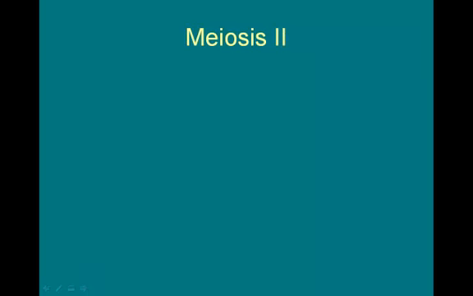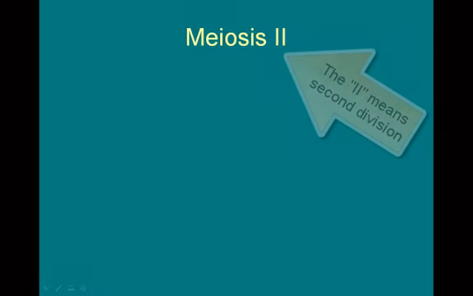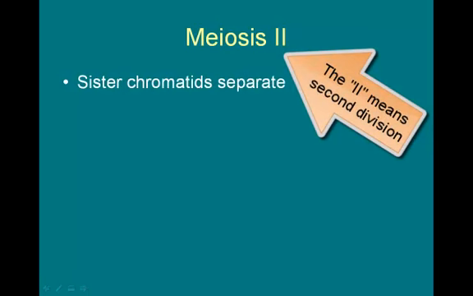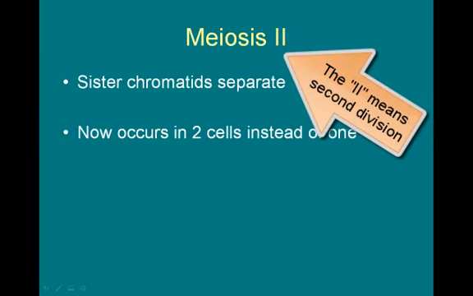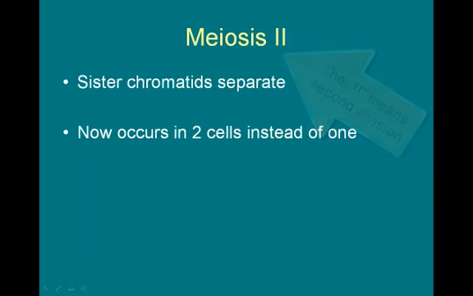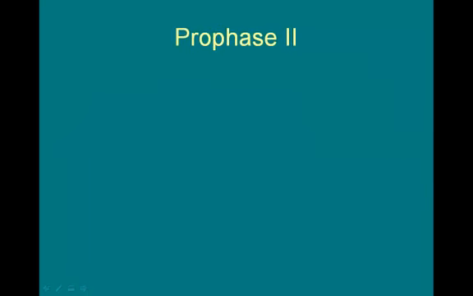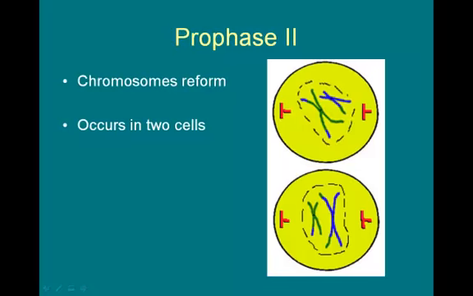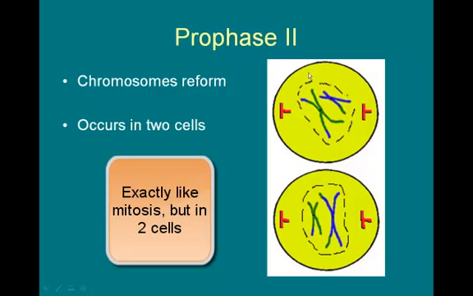Now, meiosis 2, which is the second division, what happens? Well, the sister chromatids separate. It's now occurring in 2 cells instead of 1, but other than that, it's pretty much exactly the same as mitosis. So prophase 2, the chromosomes form again. Now this is occurring in 2 cells instead of 1. So basically what you have is 2 cells that look like they're in prophase of mitosis.